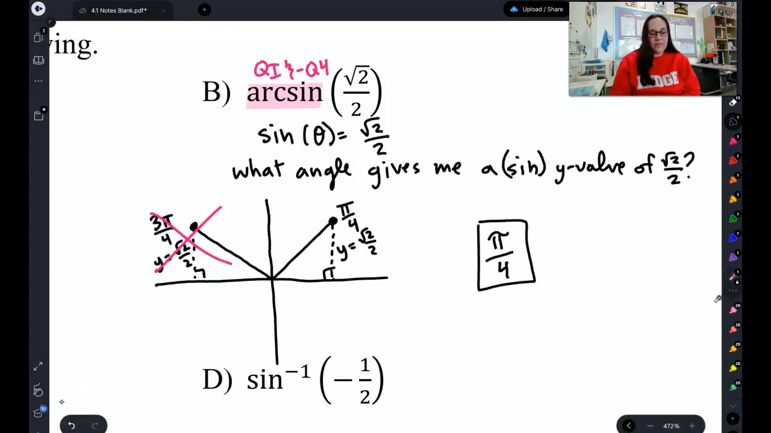Let's see how you did. So we can rewrite this as sine of theta equals root 2 over 2. So we are looking at what angles give me a sine, or a y value, of root 2 over 2. This triangle has a y value of root 2 over 2, and this triangle has a y value of root 2 over 2. However, for arc sine, we only want quadrant 1 and negative quadrant 4 angles. So I X this one out because that doesn't fit those, and I keep this one that's in quadrant 1. So that was pi fourths, so that is my final answer.